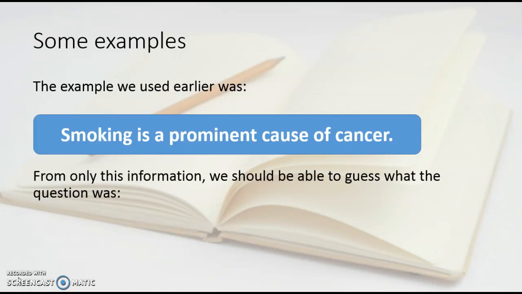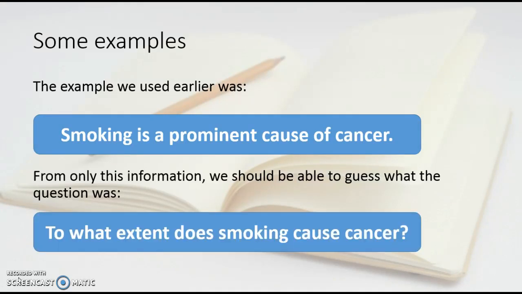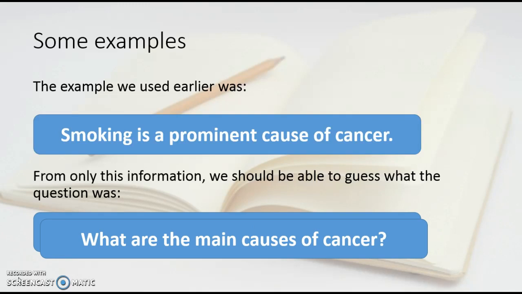So, if you remember the class that we looked at maybe 1 or 2 lessons ago, either myself or your science teacher, we looked at the example of smoking causing cancer. And we had the topic sentence of smoking is a prominent cause of cancer. And from this information, we should have been able to guess that the topic was, to what extent does smoking cause cancer? Or, what are the main causes of cancer? And then if we looked at this sentence, we'd realize it was concisely written. It's only using about 8 words, which isn't very many.